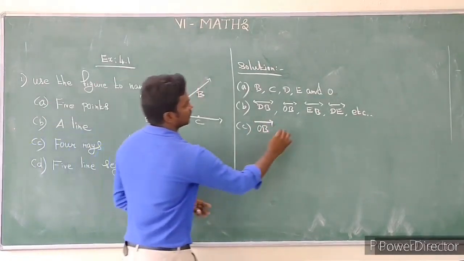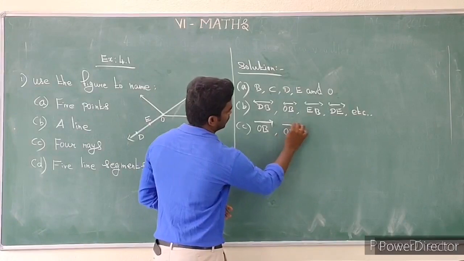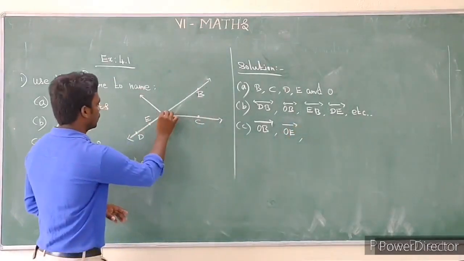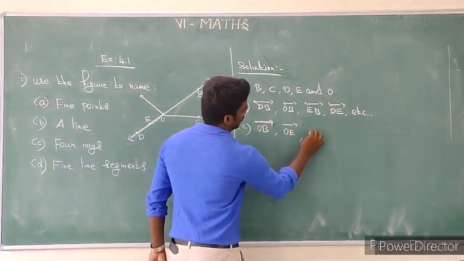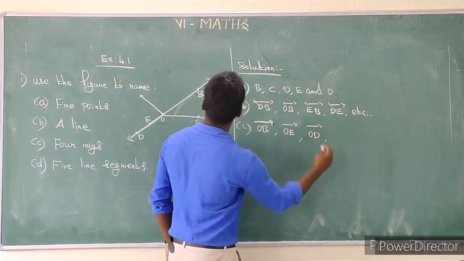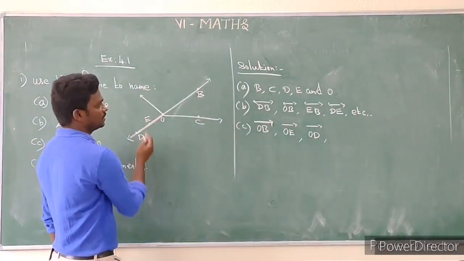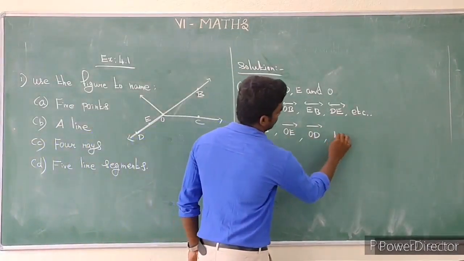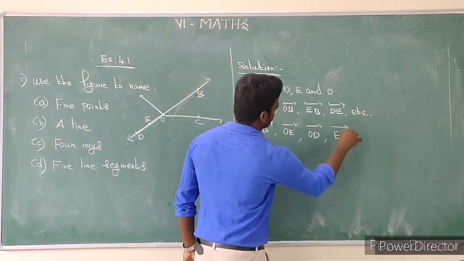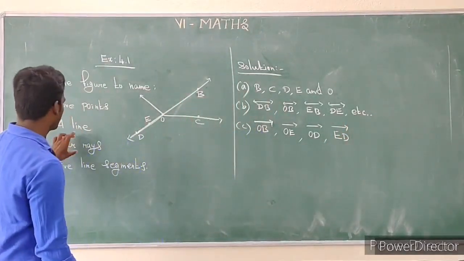What is next one? OE is also a ray. What is next one? OD is also a ray. What about ED? This is also a ray. So we need to find 4 rays.